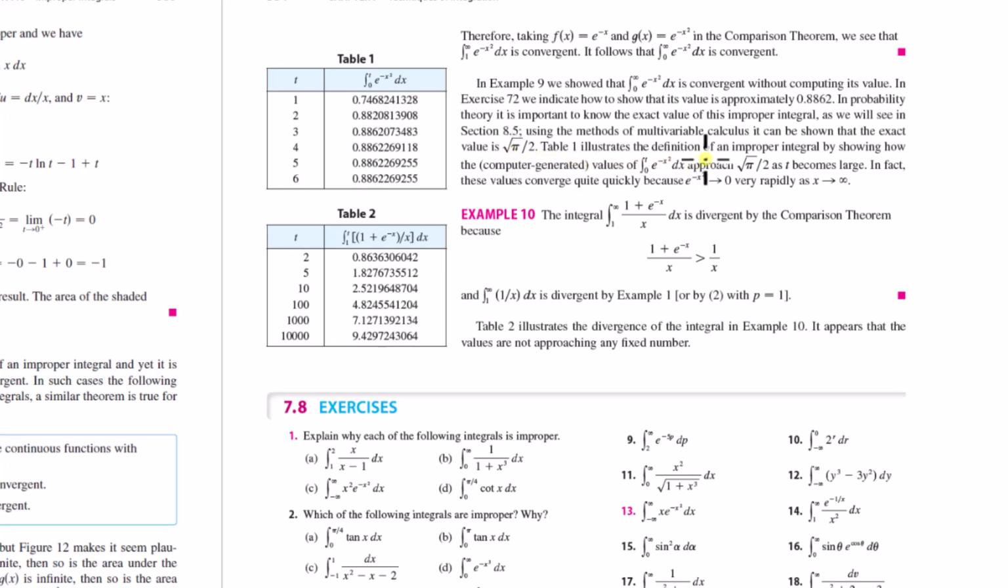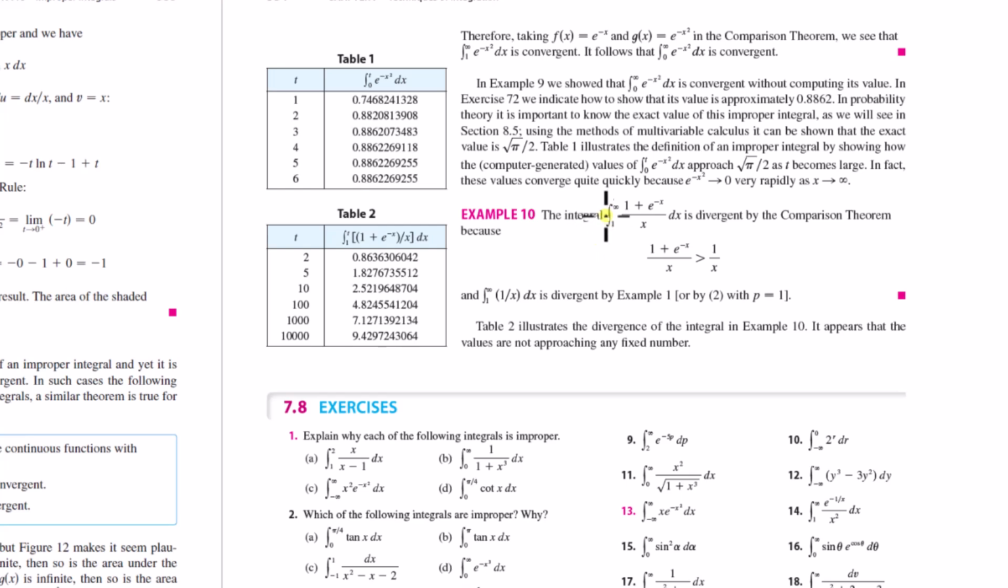Table 1 illustrates the definition of an improper integral by showing how the computer-generated values of the integral from 0 to t of e to the minus x squared dx. So this is computer-generated. They're approaching square root of pi over 2 as t becomes large. In fact, these values converge quite quickly because e to the minus x squared approaches 0 very rapidly as x approaches infinity. Okay, let's look at this last example.